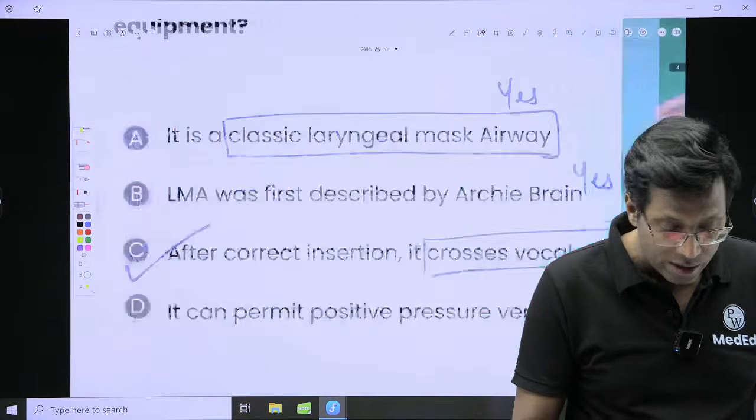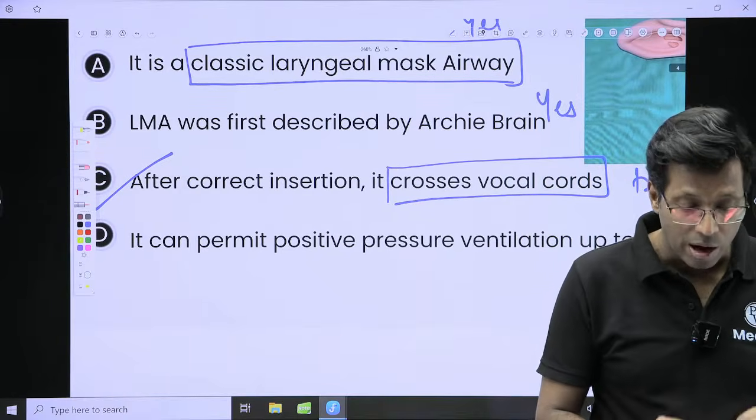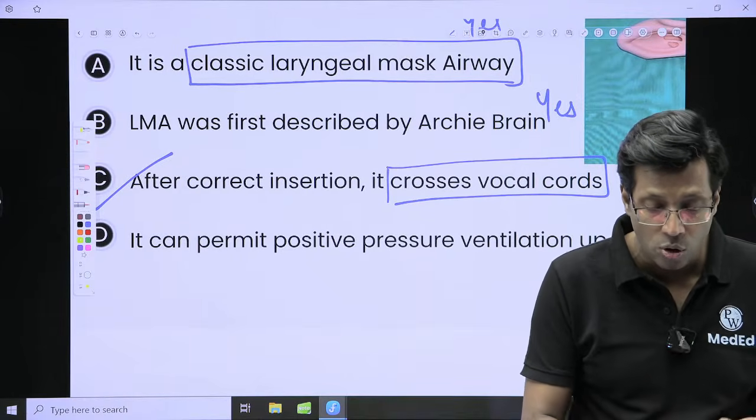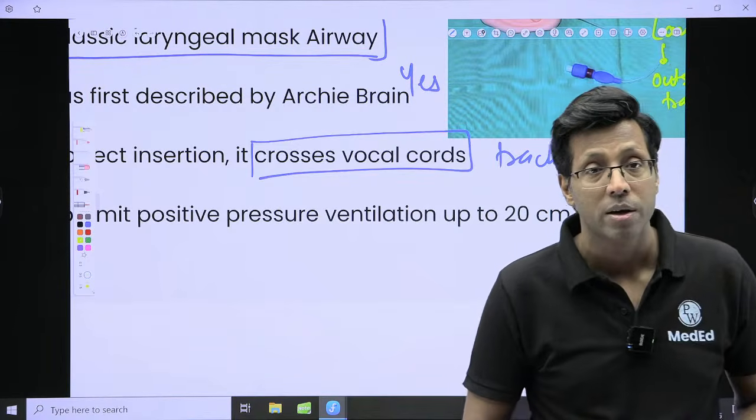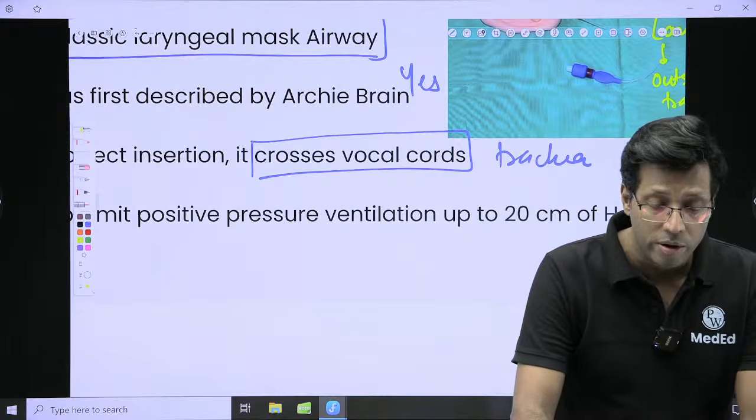It lies outside of the trachea means it does not lie in the trachea. So if it does not lie in the trachea, this becomes the incorrect statement, because after correct insertion, it crosses the vocal cords. No, because if it crosses the vocal cord, it will go inside the trachea. That becomes the wrong statement. Clear? All right. So I think everyone is giving the correct answer.